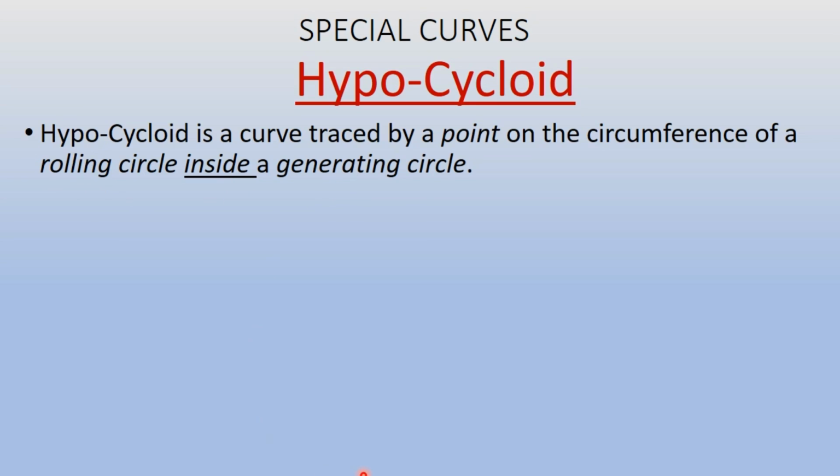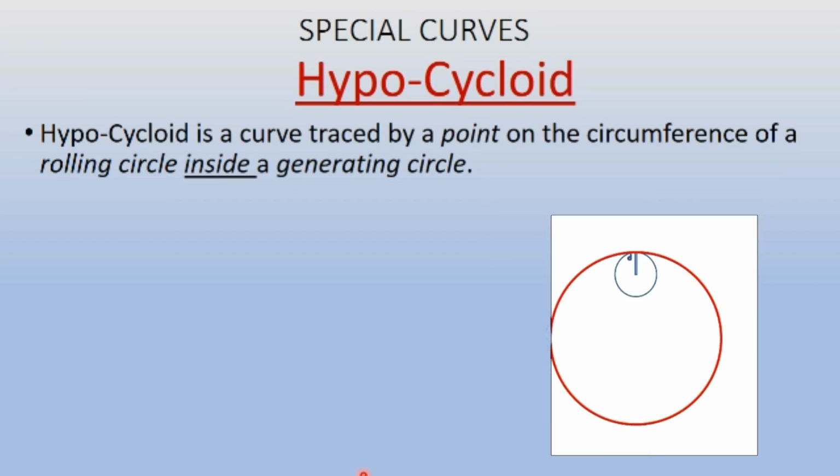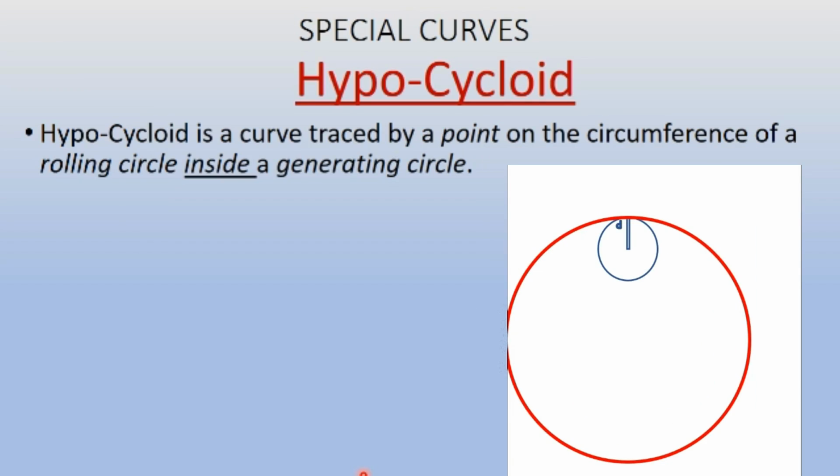So observe here now. This is also very similar to epicycloid, but the only thing is the circle will roll inside and we have to trace the path of the point P. You can observe the point P there, and now you can observe that the smaller rolling circle is rolling inside the generating circle. That is the difference, and the path traced by that point is going to be our hypocycloid.